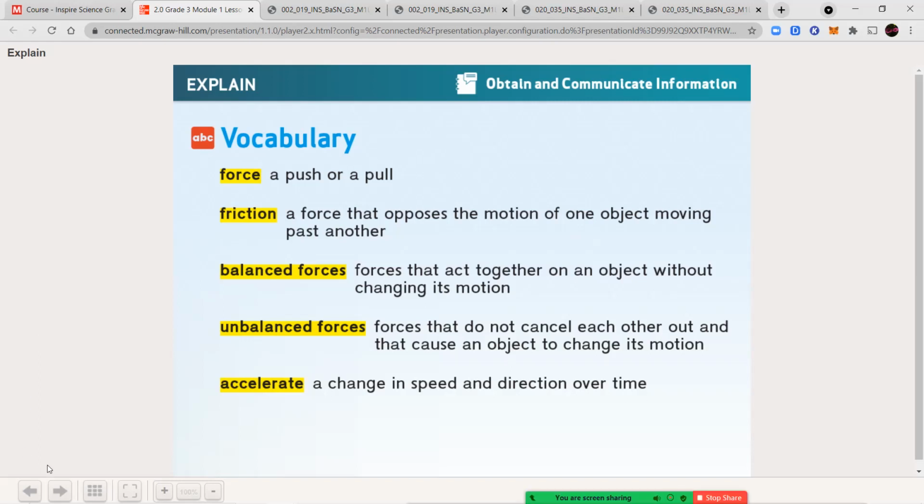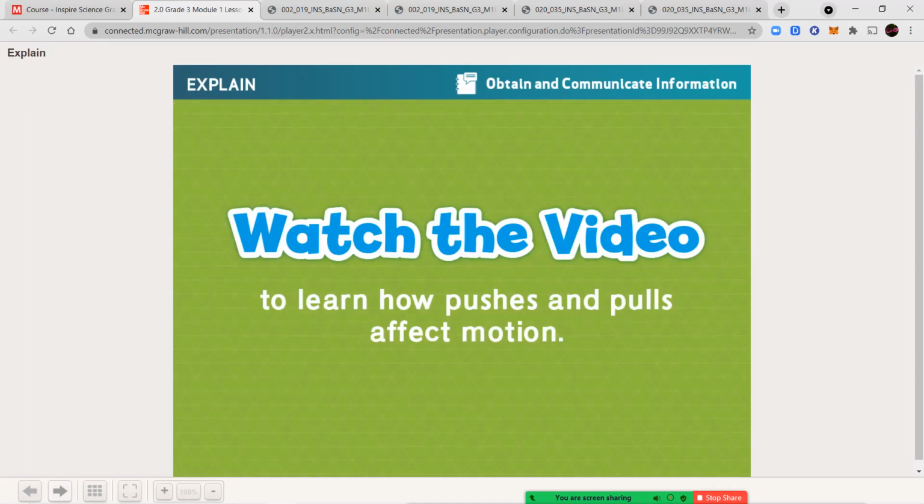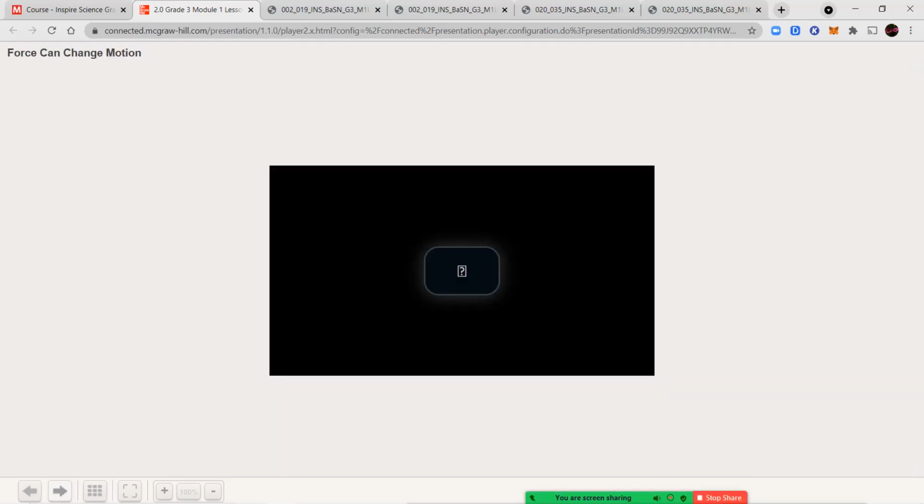Now that we have our vocabulary words, we're going to jump into the next section and we're going to watch a video called Force on how pushes and pulls affect motion. Then we're going to answer the question on page 25 that says, make a list of the types of forces you saw in the video. So keep an eye on the types of forces that you see, and then we're also going to jump into our textbook for the following questions.